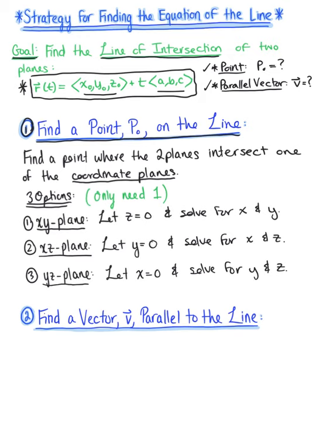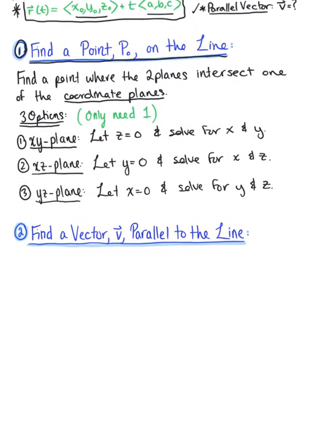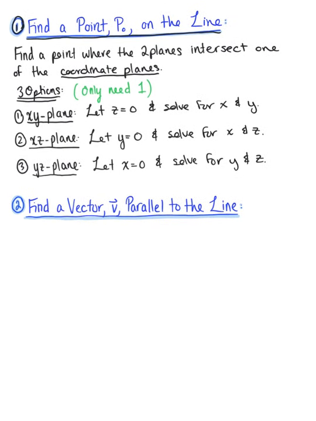Again, there are three options here, but we only need to pick one. So I encourage you to always explore the different options to see which case is going to be easier. Once you have that ordered triplet, that point P naught, we need to go ahead and find a vector that's parallel to the line.